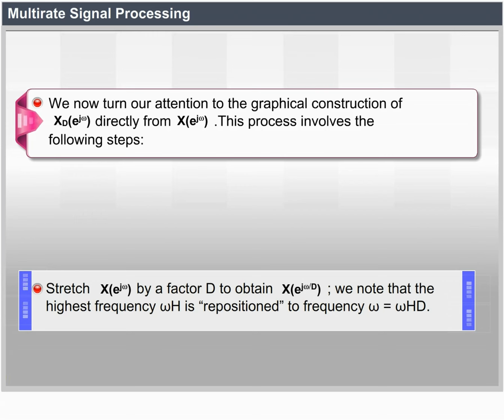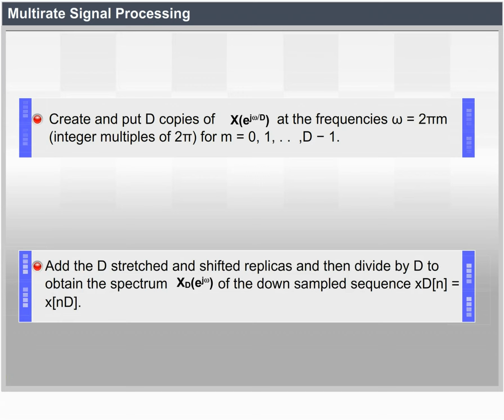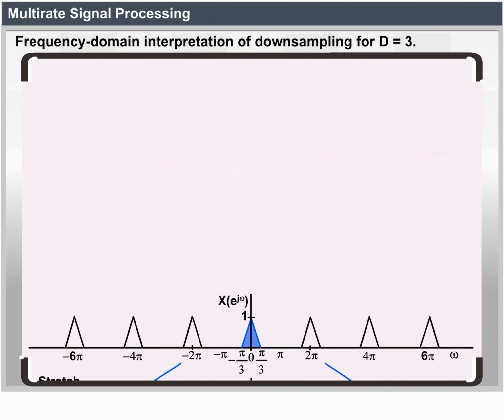Number 2. Create and put d copies of X(e^{jω/d}) at the frequencies ω equal to 2πm, integer multiples of 2π, for m equal to 0, 1, etc., d minus 1. Number 3. Add the d stretched and shifted replicas and then divide by d to obtain the spectrum X_d(e^{jω}) of the downsampled sequence x_d(n) equal to x(nd). Figure: frequency domain interpretation of downsampling for d equal to 3.